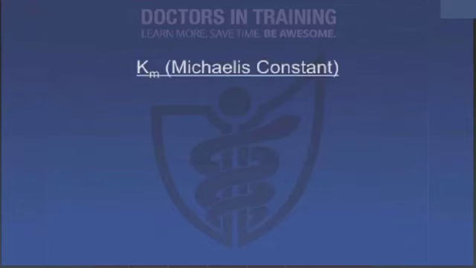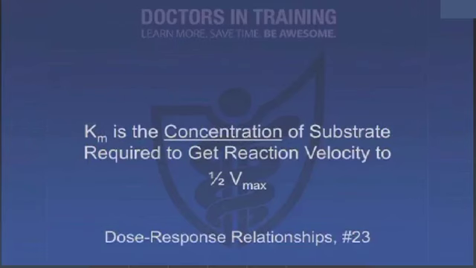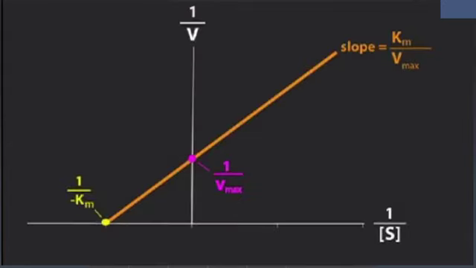So here we have Km, which is the Michaelis constant. Km reflects the substrate concentration or the drug concentration. So Km is a concentration, it's an amount of drug. Km is the concentration of substrate that's required to get the reaction velocity to half of Vmax. So in other words, Km is the concentration that you achieve half Vmax at. Km is basically equivalent to EC50, which is the concentration required to get half of the maximal response.